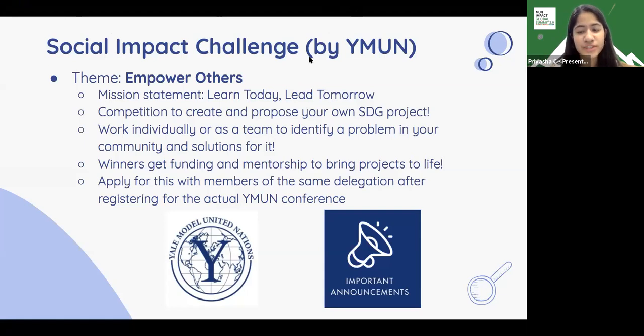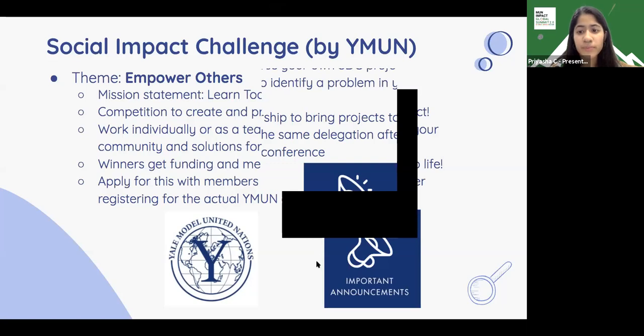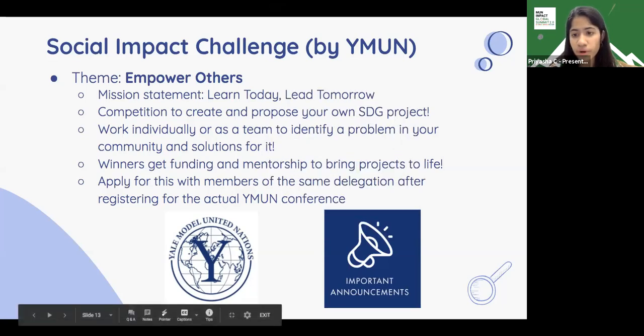Essentially, it's a competition for you or a group of people to work together to propose your own SDG project. The first step is to identify a problem in your community and then come up with solutions for it. Keep in mind that winners can actually get funding and mentorship to bring these projects to life. Whether or not you choose to get involved with WIMUN, this can be a very enlightening process for you to go through, because you may actually be able to come up with, run and pilot your own organization if you go through this process.